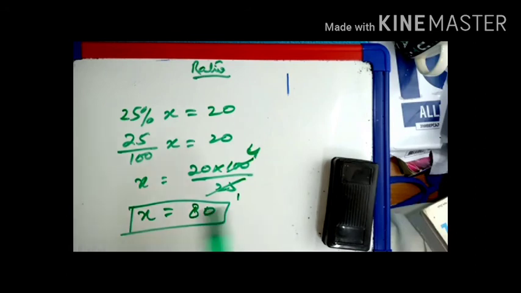You can cancel. You removed 5 and put 1. If you cancel 100 divided by 25, you will get 4. 4 into 20 is 80.